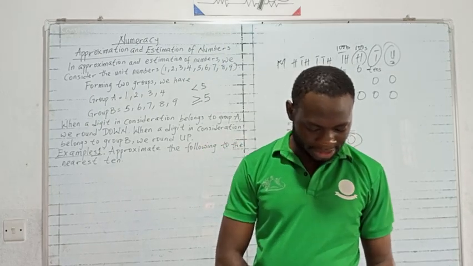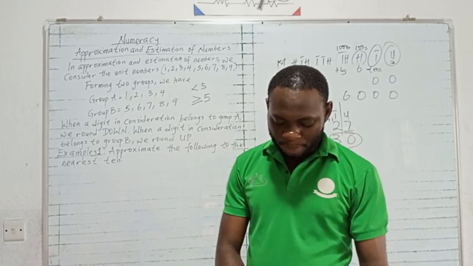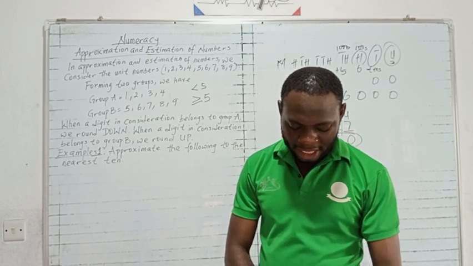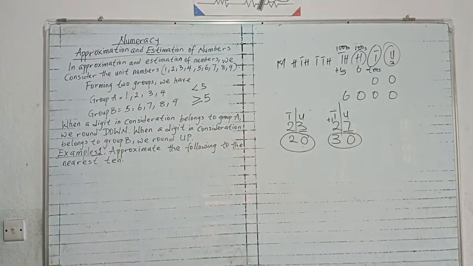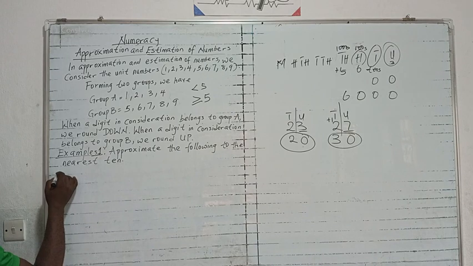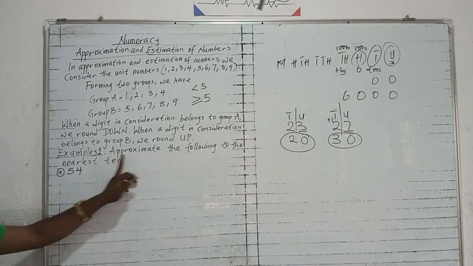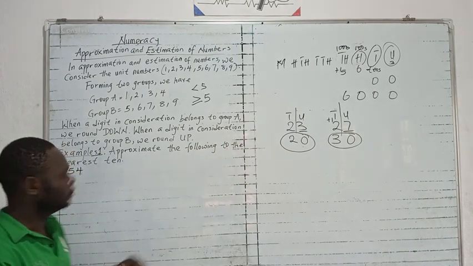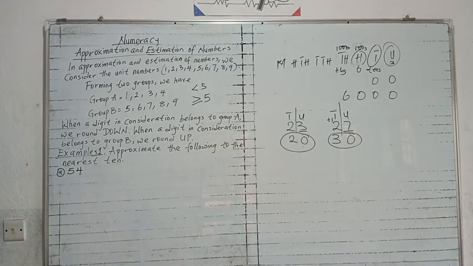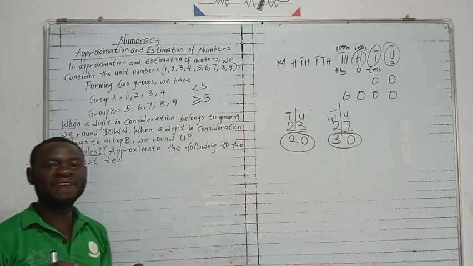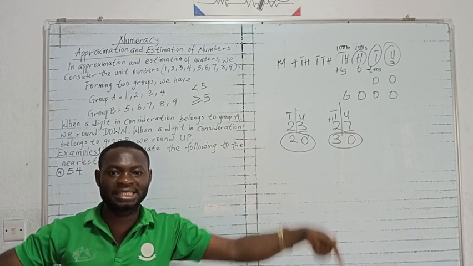All right. Example 1. It says, approximate the following numbers to the nearest 10. A, 54. Approximate to the nearest tens, and we have 54. Remember what I said? Whenever you are approximating to the nearest 10, you consider the unit place value.